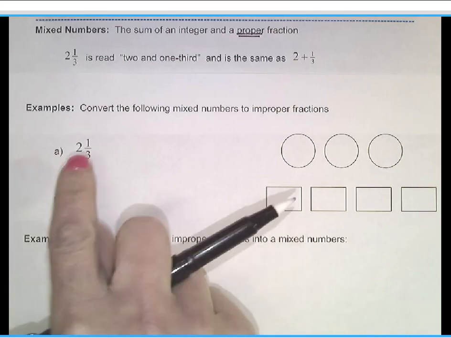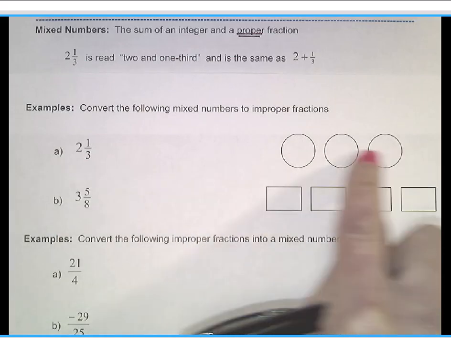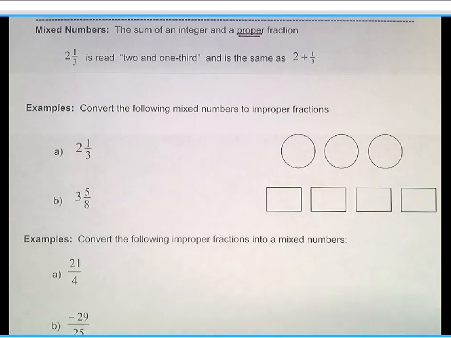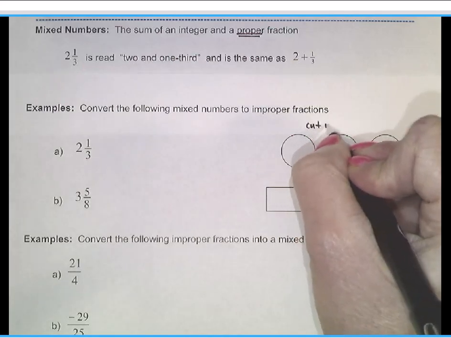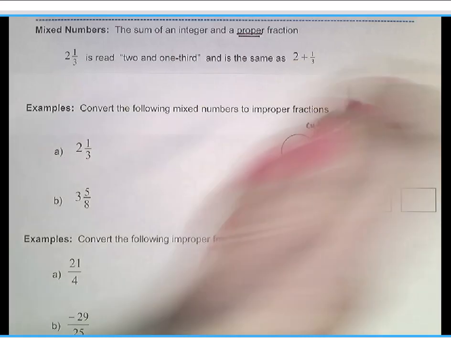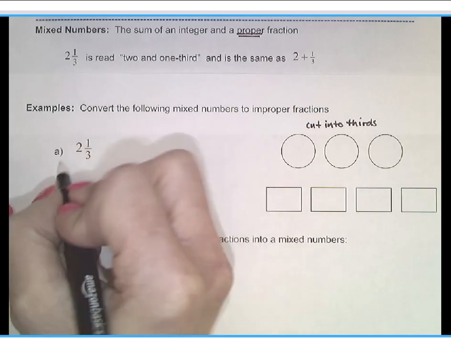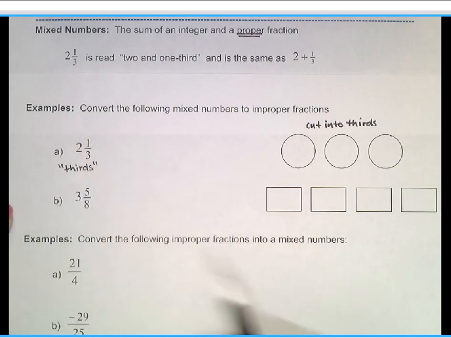So if I have 2 and 1/3, I've got these 3 circles over here. I'm going to cut everything into thirds. I just chose circles because I felt like circles. You could do any shape that you want, but we're going to cut these into thirds. The reason why we're cutting them into thirds is because the language in the fraction part is thirds. So you have an amount of thirds.